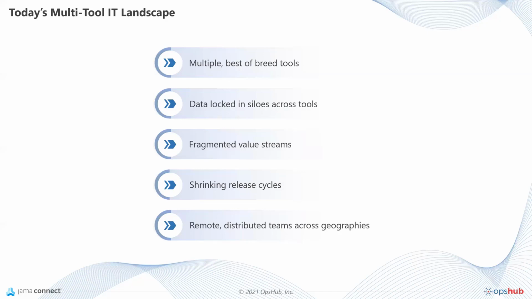What that does tend to lead to, though, is data can get locked in silos across those tools. When you have teams working in these bespoke and very specific best of breed tools, that data can be siloed, can be difficult to share that information, and so you get fragmented value streams. These different roles across the organization that are adding value to the product development efforts, those roles and those functions and those work streams can become highly fragmented.